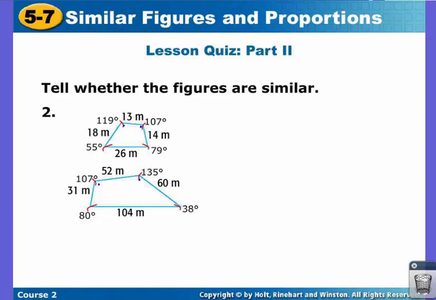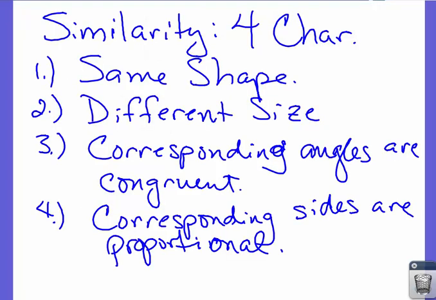So there's 4 characteristics that we need to understand about similar figures. 1, they do need to have the same shape. Not the same orientation, but the same shape. They're going to be different sizes. Okay, so those are both our visual cues on these characteristics. But the last 2 are mathematical. Corresponding angles must be congruent and corresponding sides are proportional. And that's how you determine whether or not 2 figures are similar.